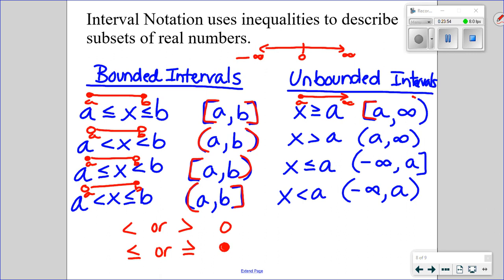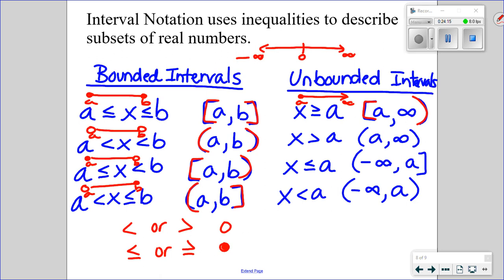Now with infinity, we always use parentheses because infinity is really a concept. It means that those numbers are going on forever. And so we can't really include infinity in our interval. So we always use parentheses for infinity.